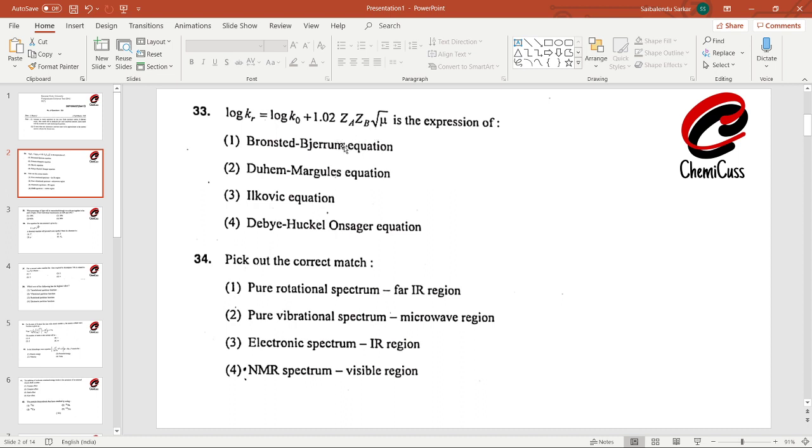So this is clearly the equation which is called the Bronsted-Bjerrum equation. So this is the Bronsted-Bjerrum equation. For question number 33, option number 1 is the correct option.